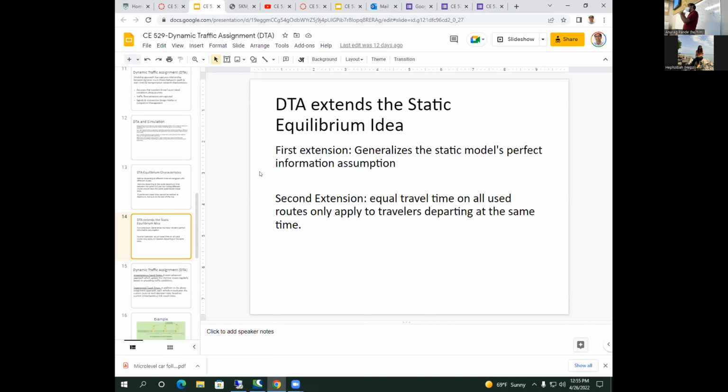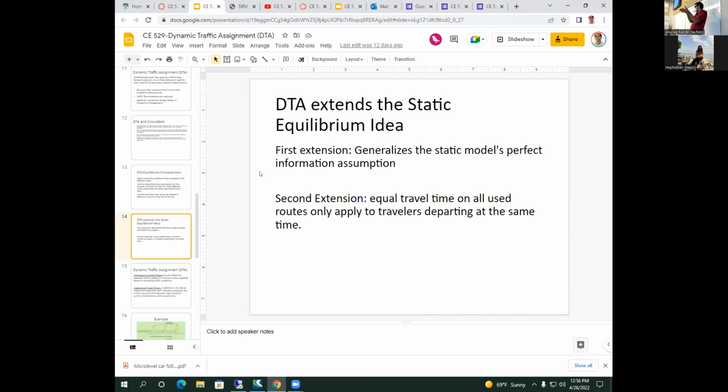And the second one is that, yes, we still want to have equal travel time for all users that are using certain routes. But now this applies only to the folks who depart at the same time. And that time window, how long you make that time window, determines how far you are from the static assignment. So if you, for example, make that time window 1 hour, then the travel time applies to everybody departing in that 1 hour period, and you're simulating the whole thing for 1 hour, then basically you're doing a static assignment.